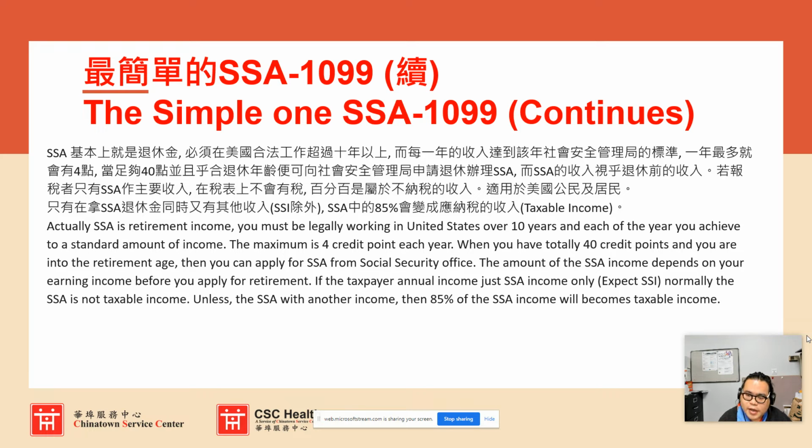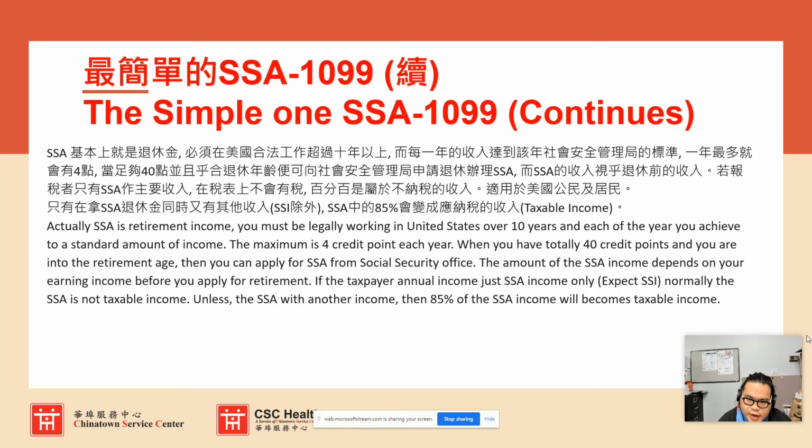And for SSA, whether you are a US citizen or resident alien, you are able to get SSA when you have enough, 40 credit points, plus you have reached retirement age.